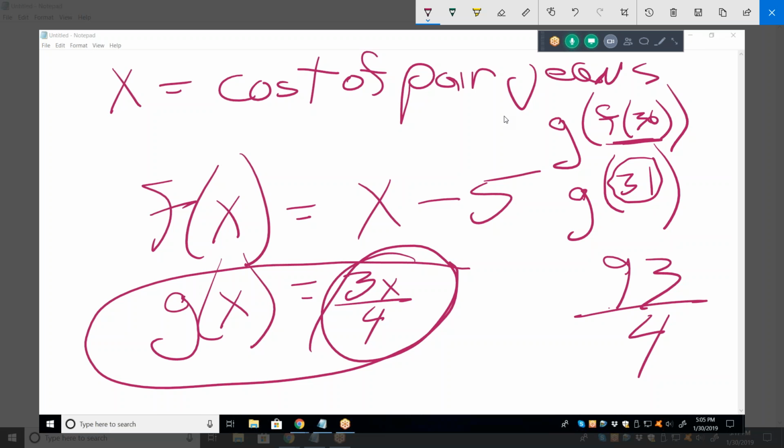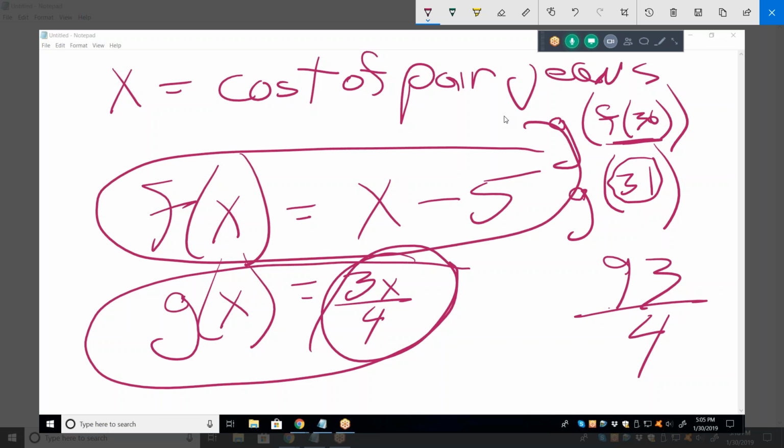Any other parts to that problem? Yes, it wants to know what does f of 36 represent? Okay. They've used 36 in place of x. So what is 36 going to represent? The amount of pairs of jeans? No, the cost of a pair of jeans. Remember, that's what x is.